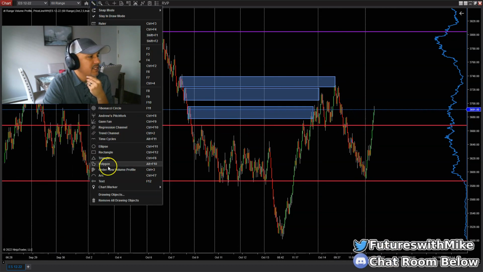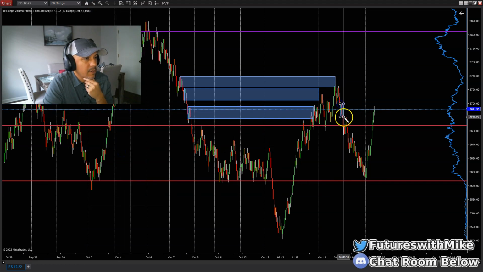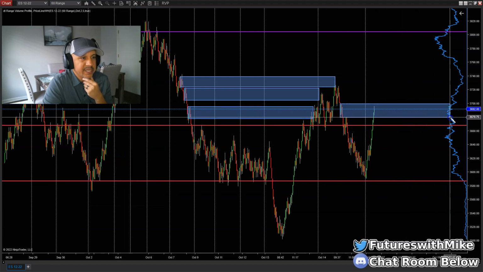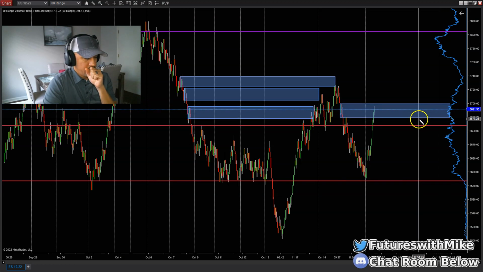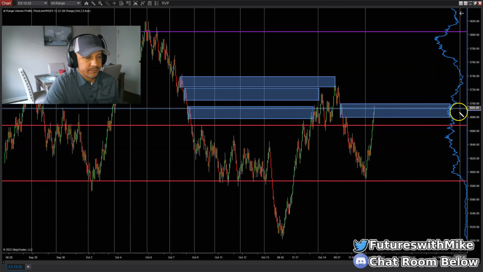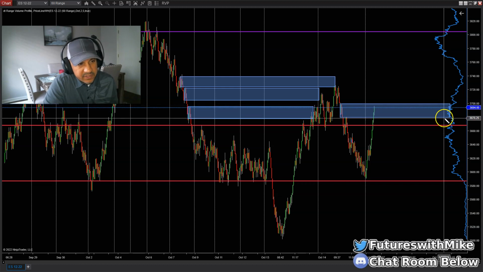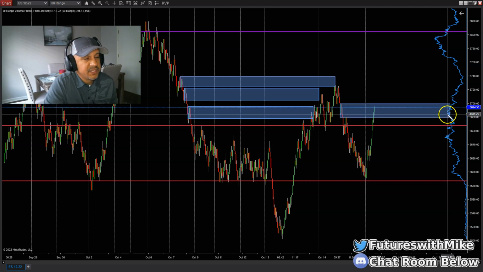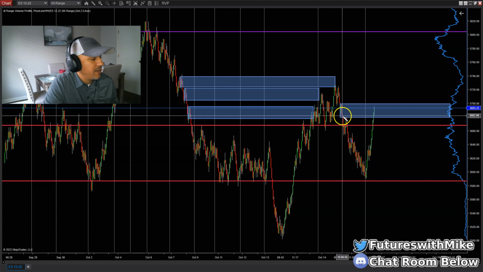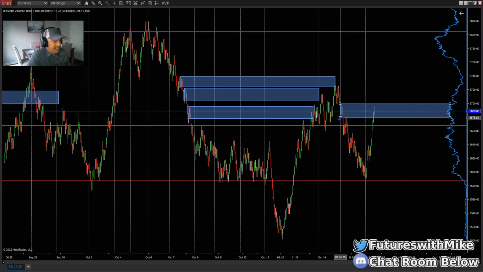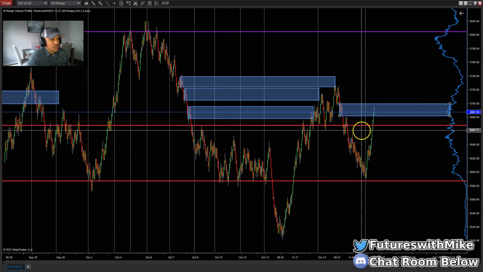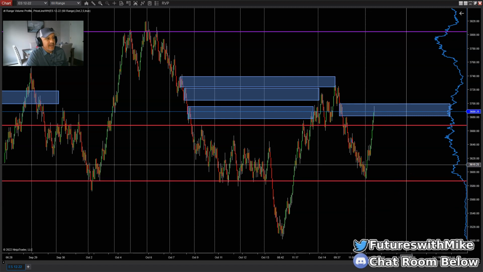Right here, this is an area of supply we can mark. We'll mark this little zone, and price can reject it. If you look at it, we are at the upper edge of this high volume area off the 60 range chart, within this area of supply. So we could be looking for a possible area to go short if we get the rejection. At this point, what I like to do is switch down to my lower time frame, which is my 12 range chart, to see if we can get a setup.